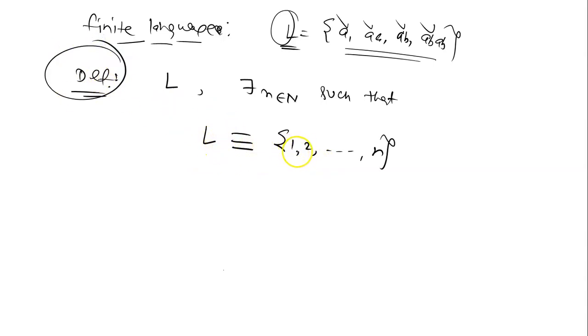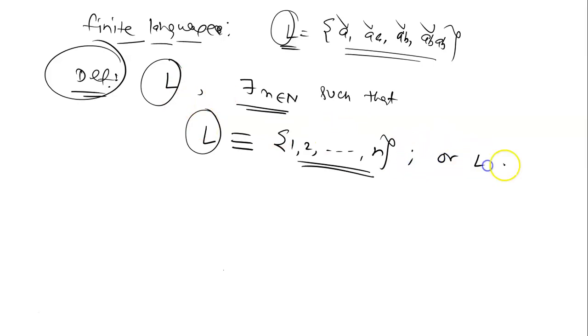This is another definition they can give you: you have a language L and they can say that there exists a natural number such that there is a bijection between L and this set. Of course, from this definition you can notice that L cannot be empty. So we can also say that either L is this or L is empty. Now this is the complete definition of finite language. This is just another way of defining finite language, nothing more.